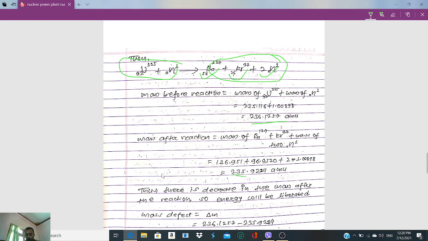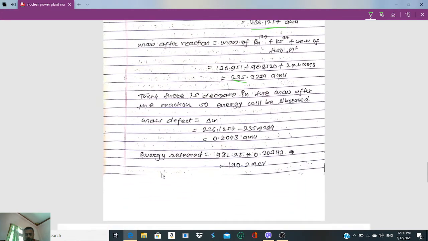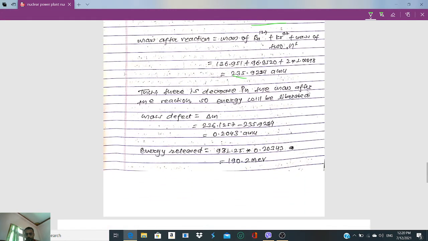235.92214 AMU, and thus you can say there is a decrease in mass after the reaction, so energy will be liberated. So the mass defect is delta m. We'll take the difference of the mass before the reaction minus the mass after the reaction. On calculating we will get 0.2043. So the mass defect delta m is equal to 0.2043 AMU, and the energy released will be 931.25 into this value.